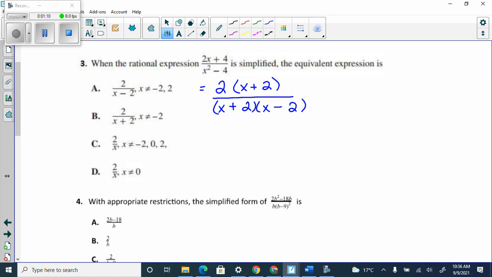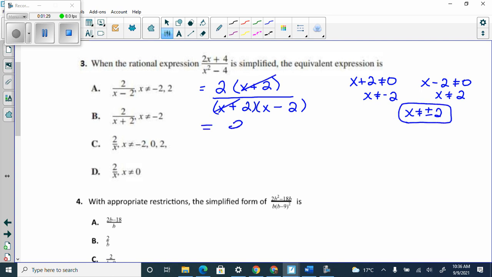yes, you have to do the non-permissible values, or the restrictions. So our non-permissible values are: x plus 2 can't equal 0, so x can't equal negative 2; x minus 2 can't equal 0, so x can't equal 2. So x can't equal plus or minus 2. And then these cancel, and I'm left with 2 over x minus 2, x can't equal plus or minus 2.